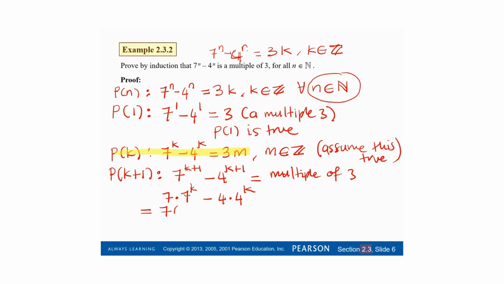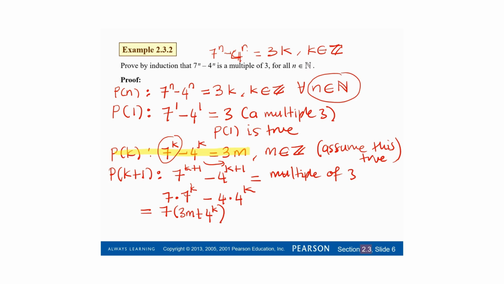7 multiplied by, so 7 to the power of k, if you look into the statement Pk here, 7 to the power of k is equal to 3m plus 4 to the power of k. So I can replace that one, 7 to the power of k, by 3m plus 4 to the power of k. Okay, so that's how we use the statement which we assume to be true. We can use it directly, either you have the term 7 to the power of k minus 4 to the power of k and replace it by 3m, or you can rearrange from that statement Pk itself. Okay, for example, I use here 7 to the power of k, I replace it by 3m plus 4 to the power of k.